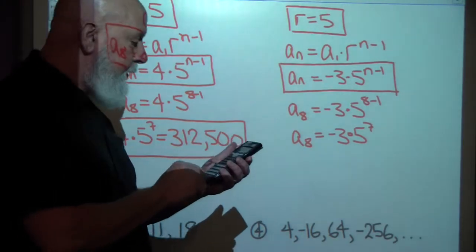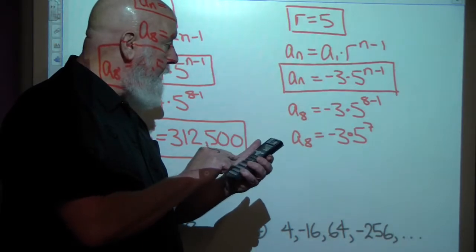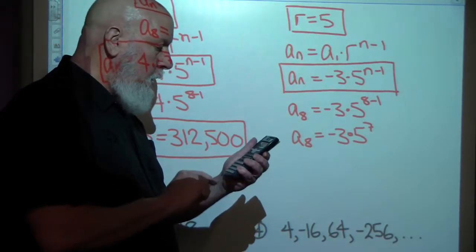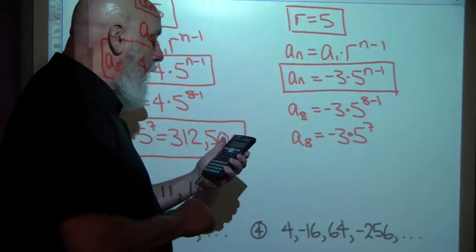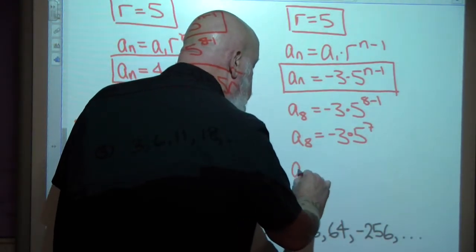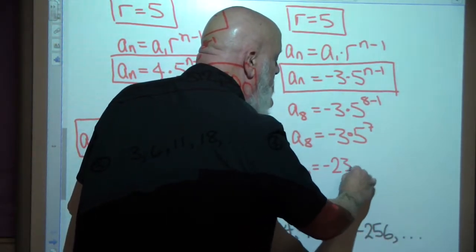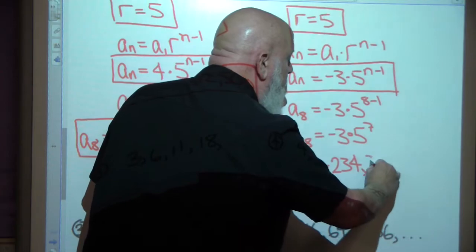Here we go. Negative 3 times 5, and I'm raising the 5 to the 7th power. I got negative 234,375.